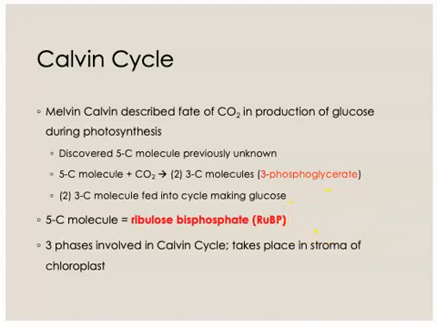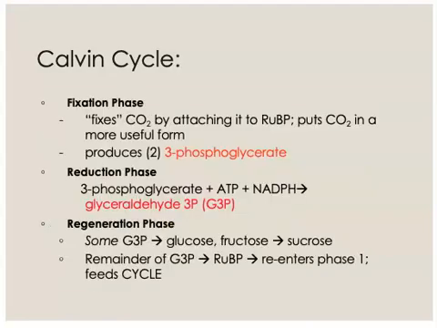RUBP is able to combine with carbon dioxide gas and produce two 3-carbon molecules called 3-phosphoglycerate. That 3-phosphoglycerate enters into what's known as the Calvin cycle to produce glucose. There are actually 3 distinct stages or phases of the Calvin cycle, and all of these are occurring in the chloroplast in the stroma. The 3 phases of the Calvin cycle are called fixation, reduction, and regeneration. Let's take a look at each one.